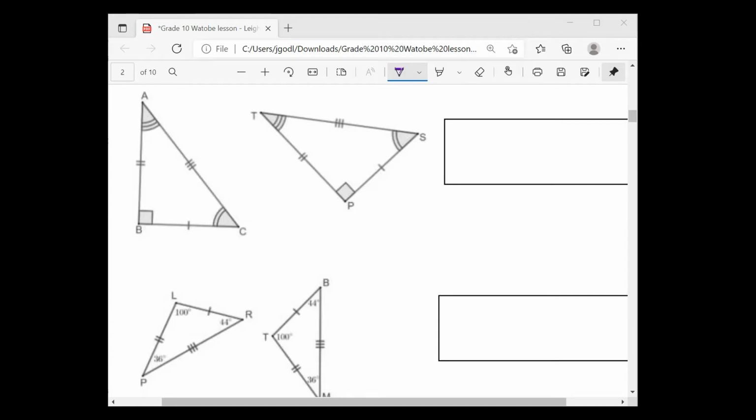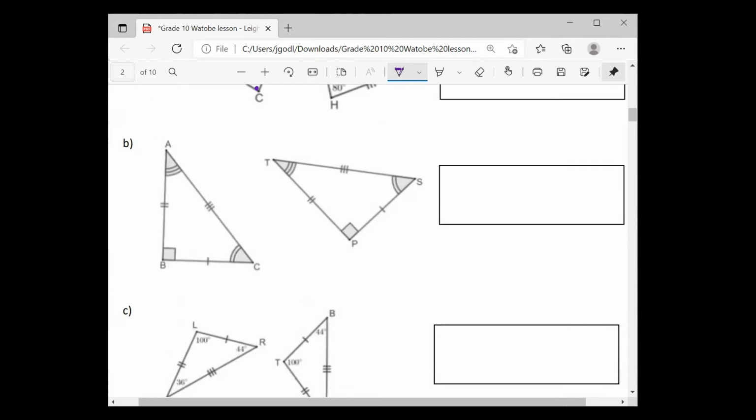Okay, do we have any brave volunteer who can give us the answer for B? How could I write the sentence? Anyone who wants to give it a go? No? Ah, there we go. Thank you.